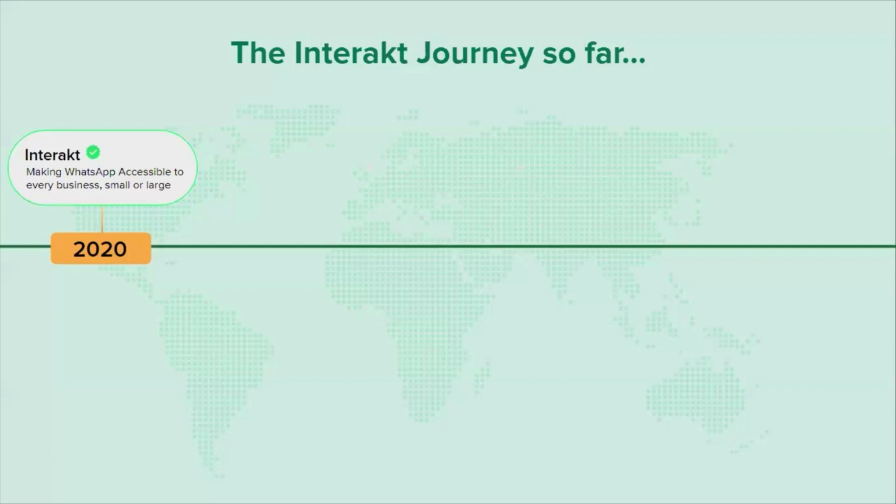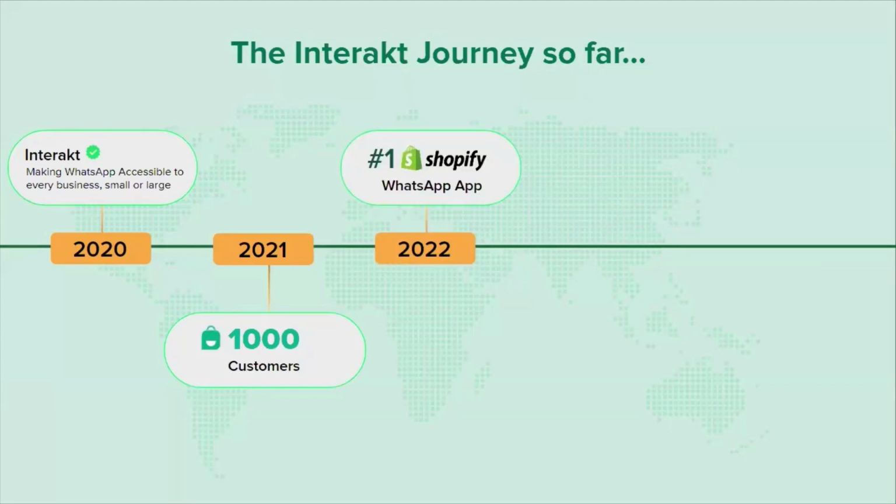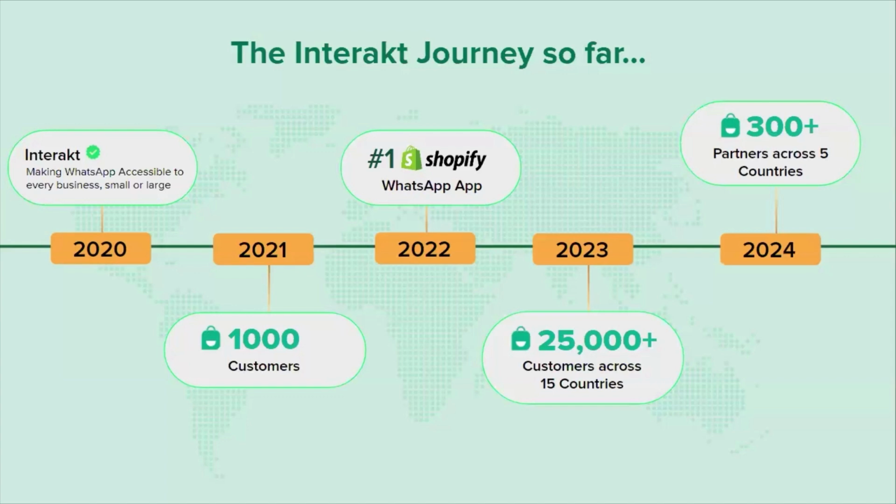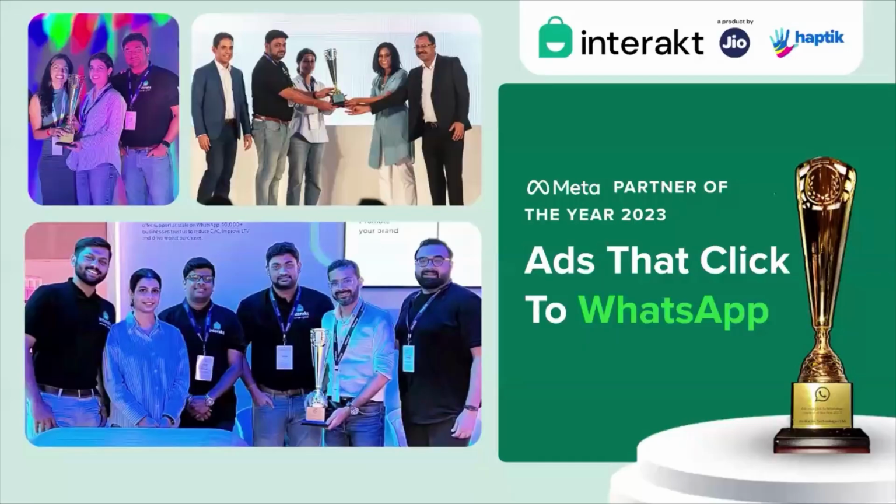Now, as I mentioned, Interact was founded back in 2020. Since then, in 1 year, we had more than 1,000 customers. We were rated number one application on Shopify in 2022. By 2023, we have acquired more than 25,000 customers, and now we have partnered with more than 300 partners across 5 countries. Right? I'm proud to say that we are also premium partners with Meta, and we were acknowledged for our efforts for promoting Click to WhatsApp as a product, which is a Meta product.